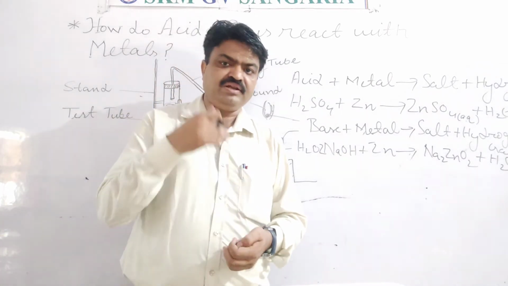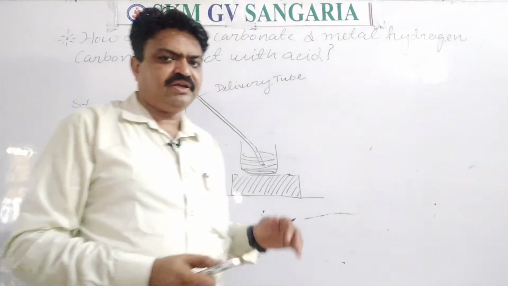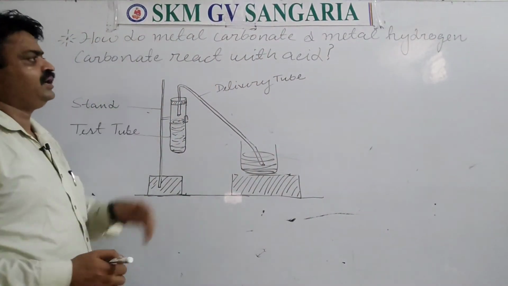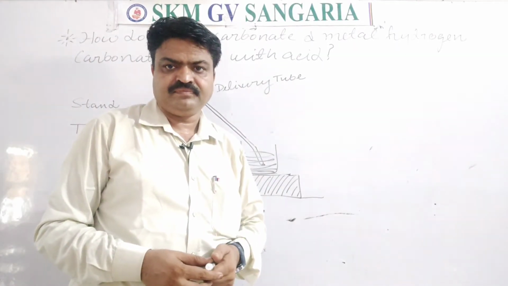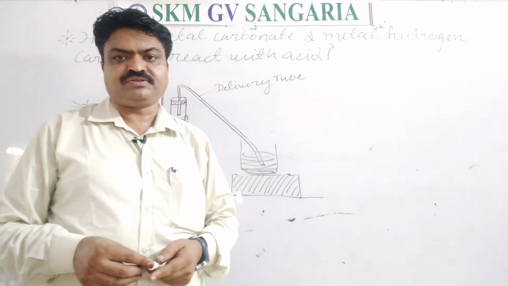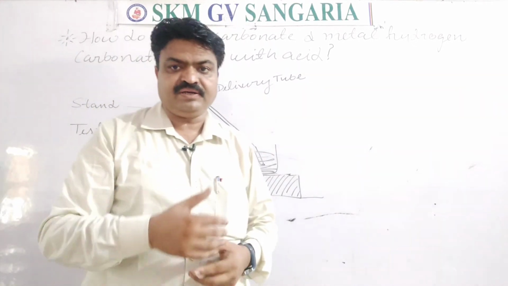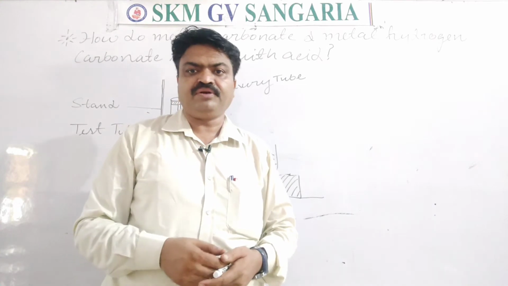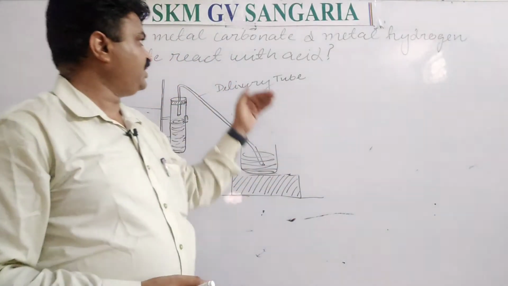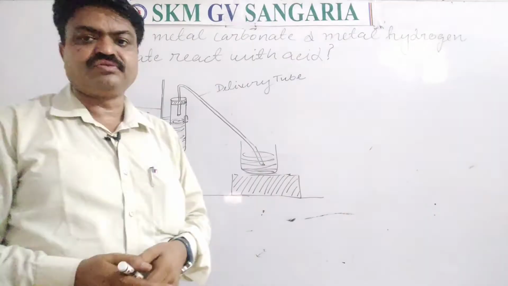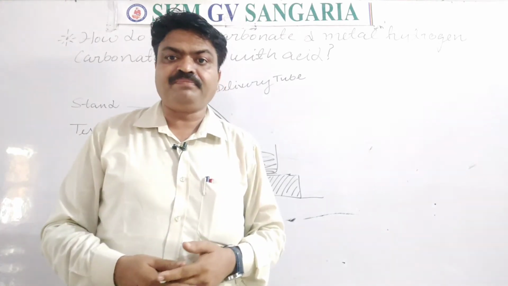Now we come to the next chemical reaction. So student, in this reaction, how do metal carbonates and metal hydrogen carbonates react with acid? Now what are metal carbonates? It means the carbonates that are found with metals, like calcium carbonate, sodium carbonate. And what are metal hydrogen carbonates? Like sodium hydrogen carbonate, which is also known as baking soda.